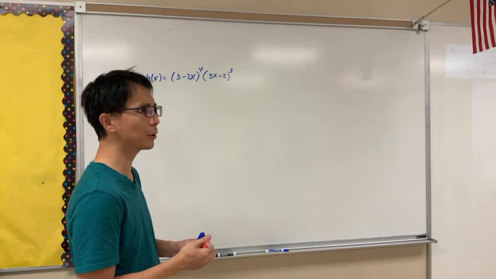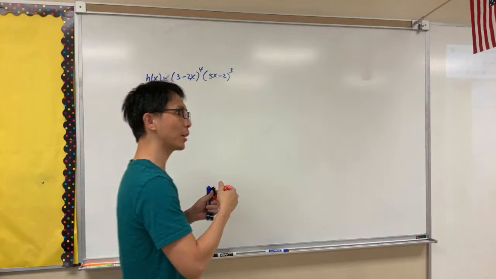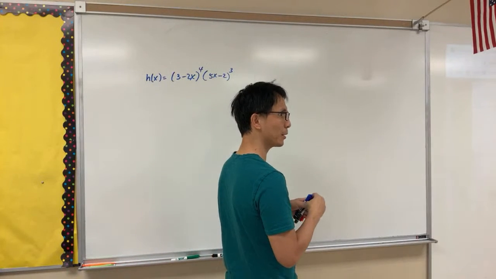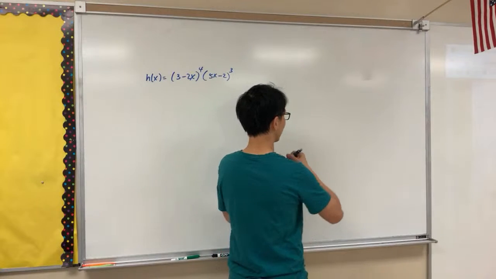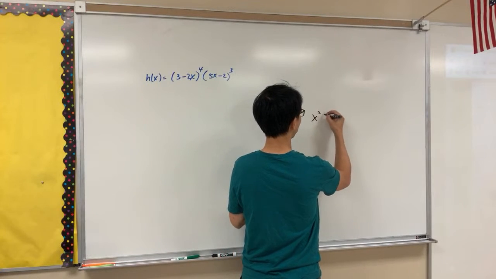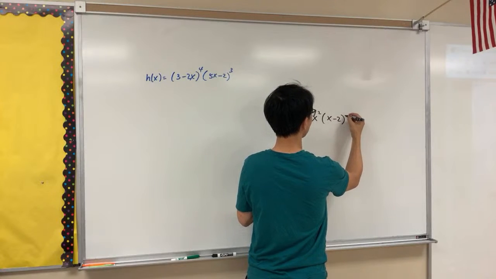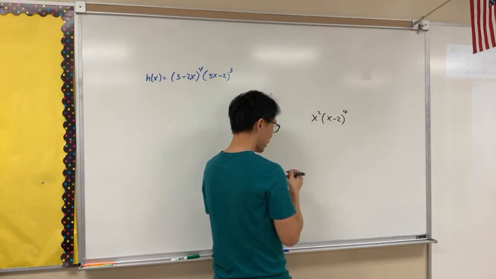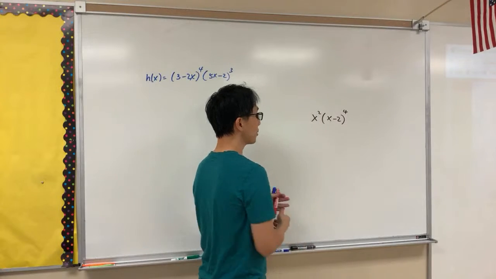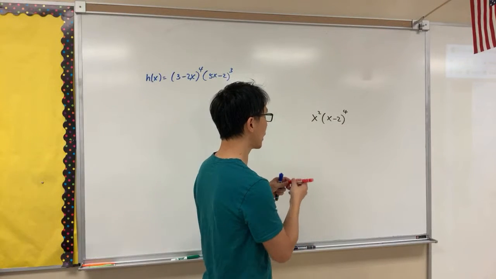Yesterday I think question 21 is x squared times (x minus 2) to the power 4. Okay, so I'll go over this particular question because that's kind of about what we're doing today.